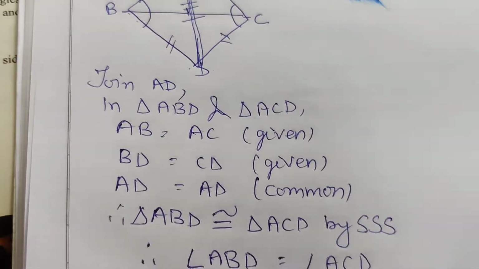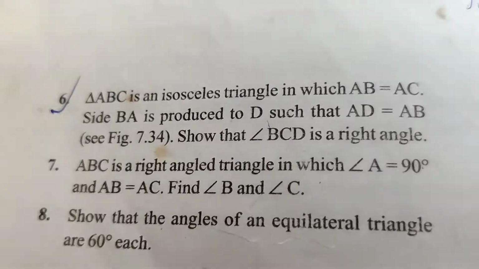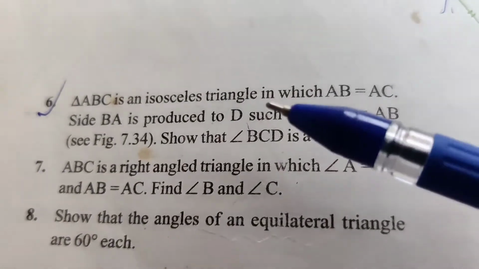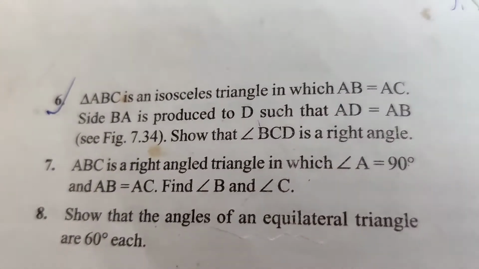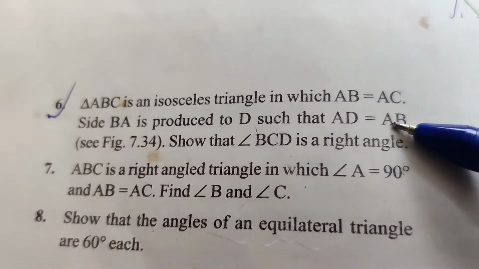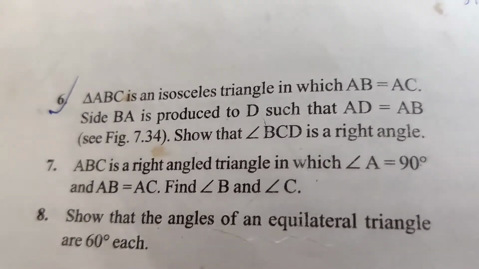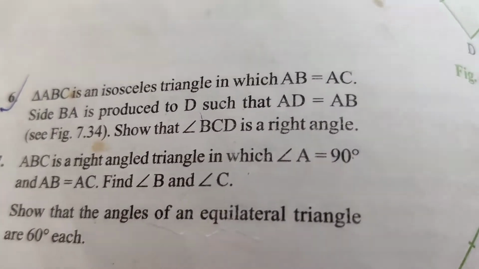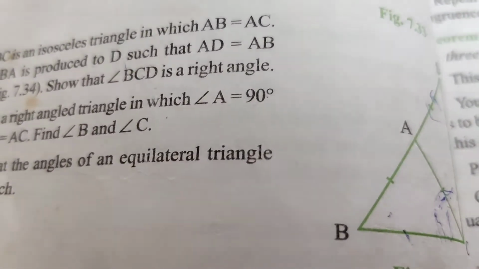Okay. Next, question number 6. A triangle ABC is an isosceles triangle in which AB equal to AC. BA produced to D such that AD equal to AB. Show that BCD is a right angle. This is the figure.